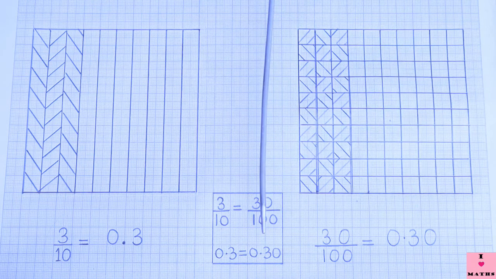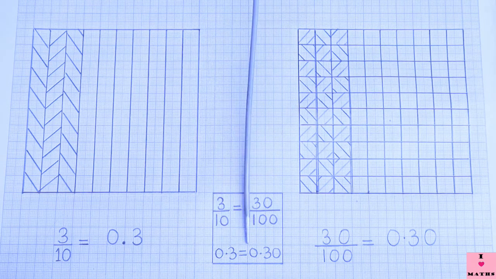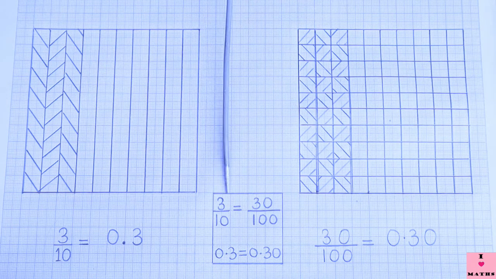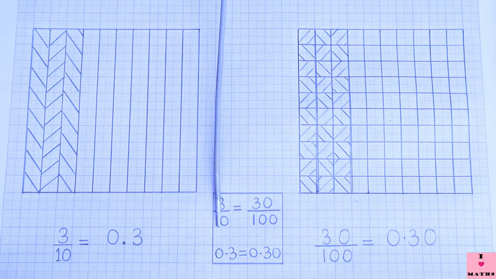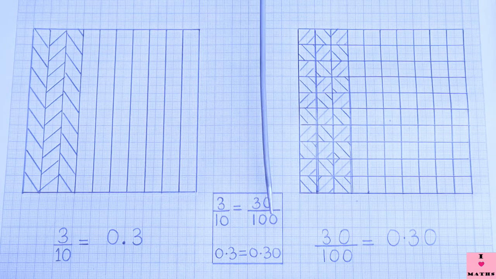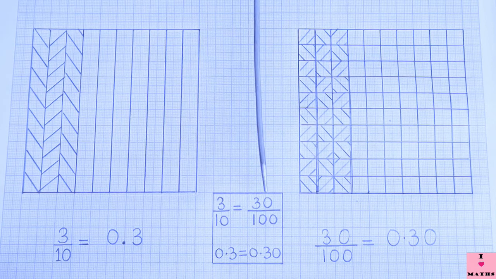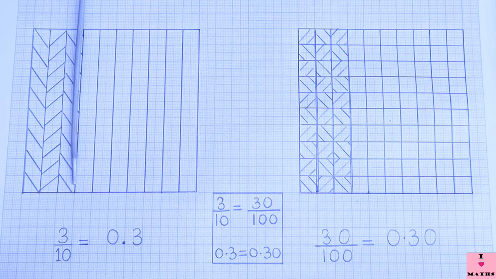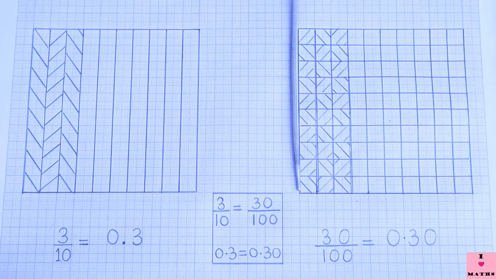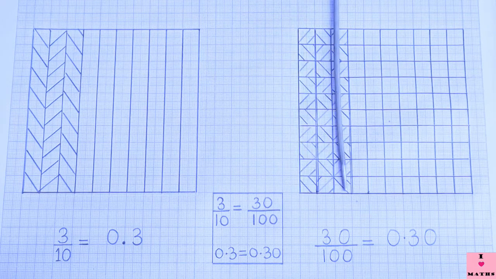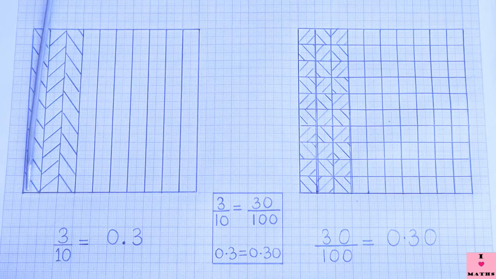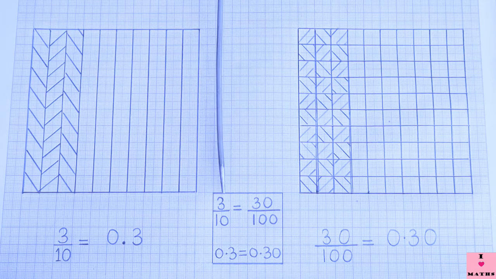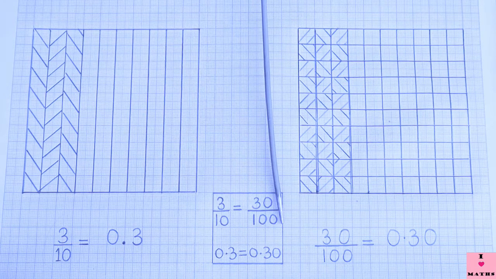Now 0.30 and 0.3 are both equal. So 3 out of 10 and 30 out of 100 are equal. Why are they equal? You can see here, the shaded portion here and the shaded portion here. The amount of shaded portion is exactly the same in both the figures. So 3 out of 10 is equal to 30 out of 100.